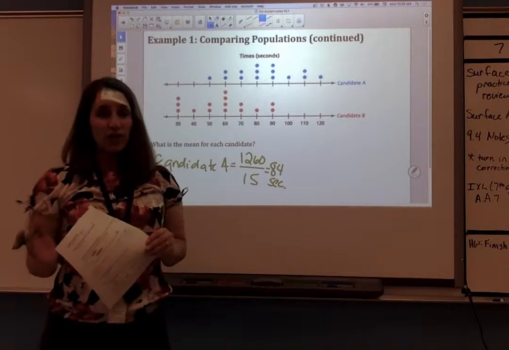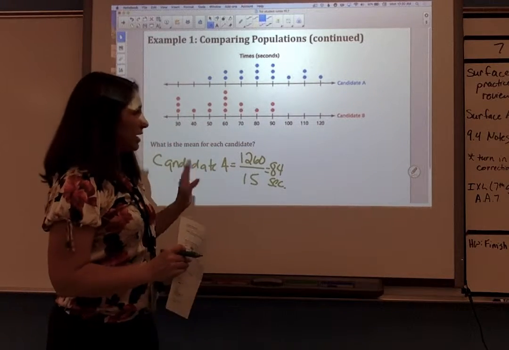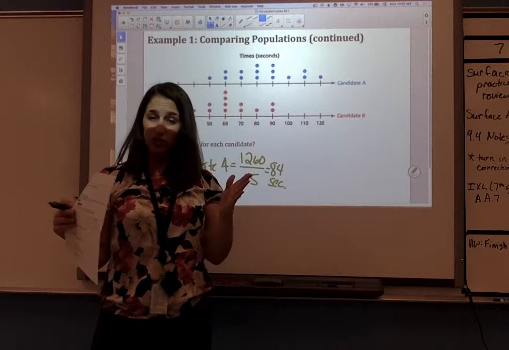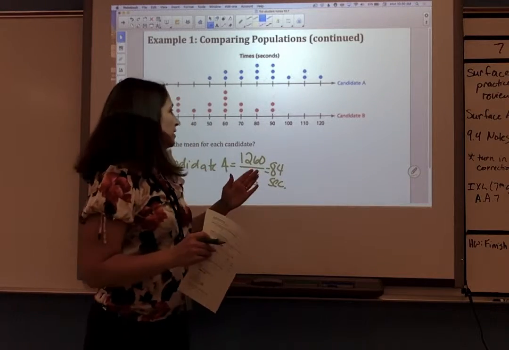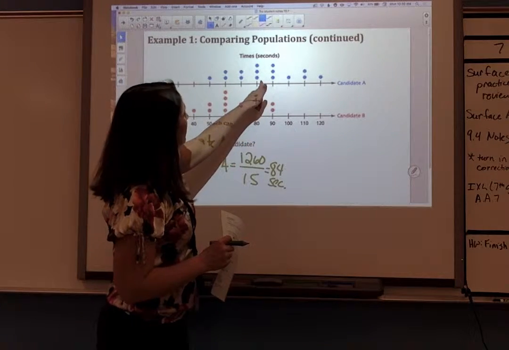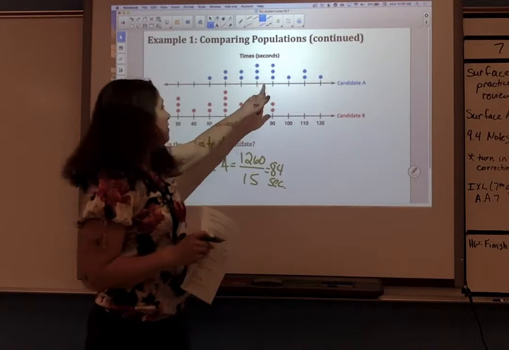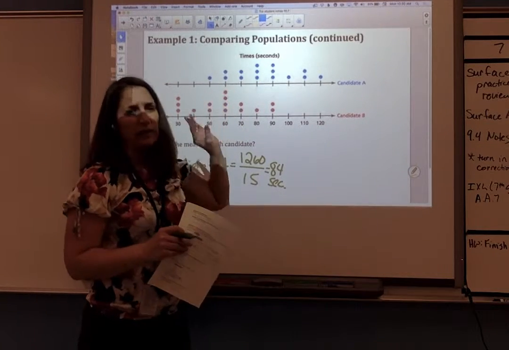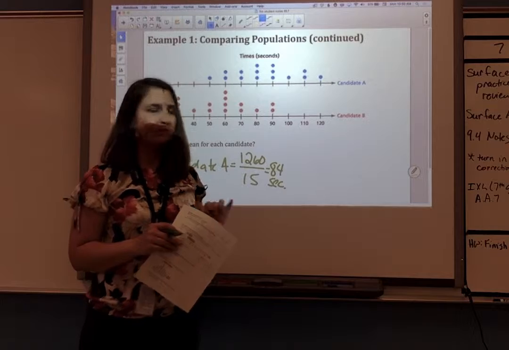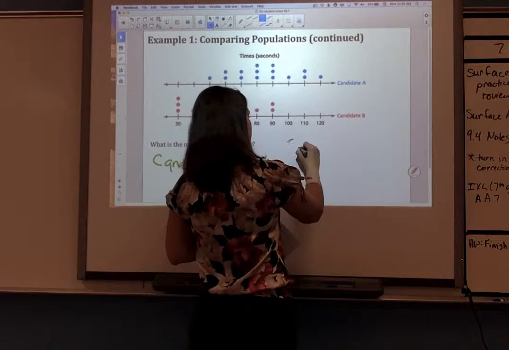Now, it's always a good idea to look at your mean and make sure that, as a measure of center, it should be somewhere in the center of your data. So here's 84, about right here. That seems okay. If we ended up with a value way over here, we'd say, oh, that doesn't seem like it's in the center. Okay? Now let's do candidate B.